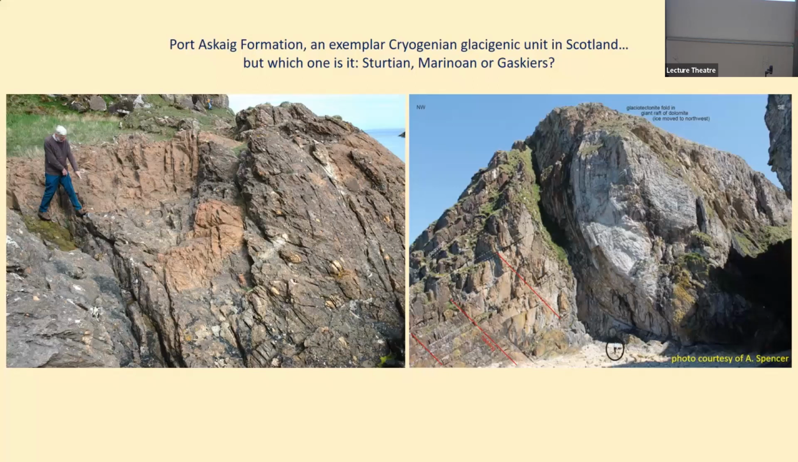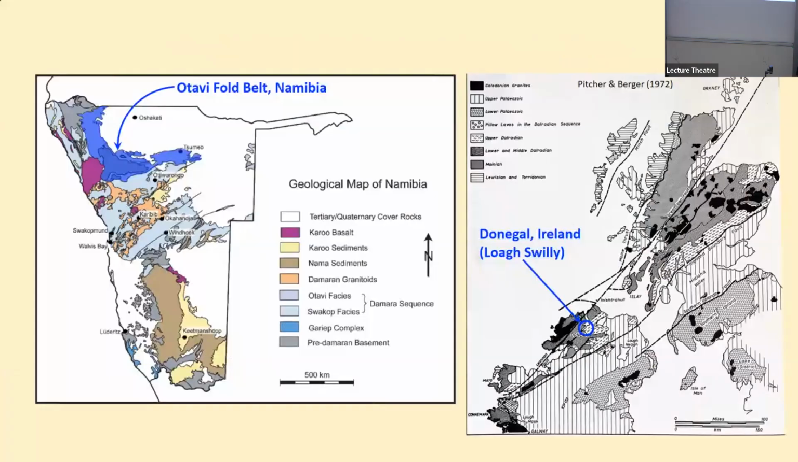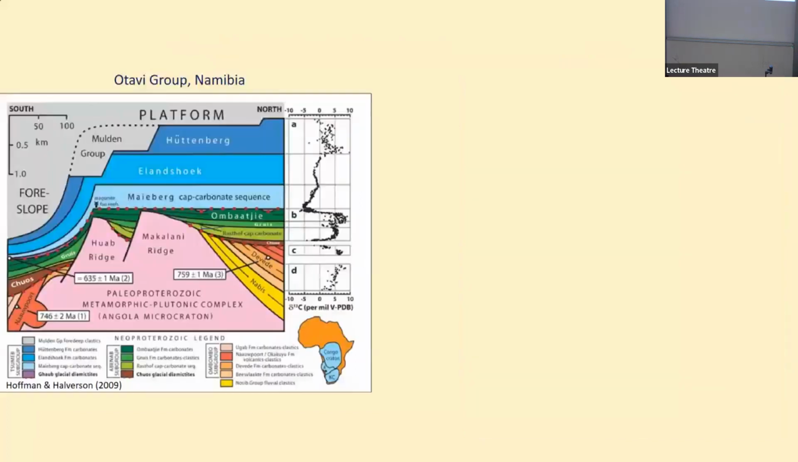But which one is it of these three? Sturtian, Marinoan, or Gaskiers? And so what I'm going to do is do the same thing. I'm going to take you on a bit of a journey to show you what evidence we have elsewhere so that we're not just looking at the Dalradian and saying, oh, this is what I think it is. Let's compare and contrast it to what we can study from places around the world. And I'm going to take you to the Otavi Fold Belt in Namibia and, somewhat less exotic perhaps, Loch Swilly in Donegal. This is a very crude, simplistic cross-section of the Neoproterozoic succession in Namibia.